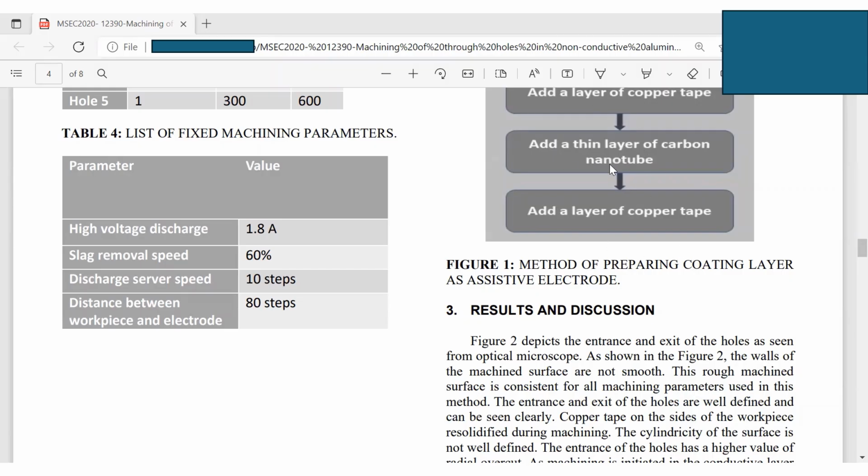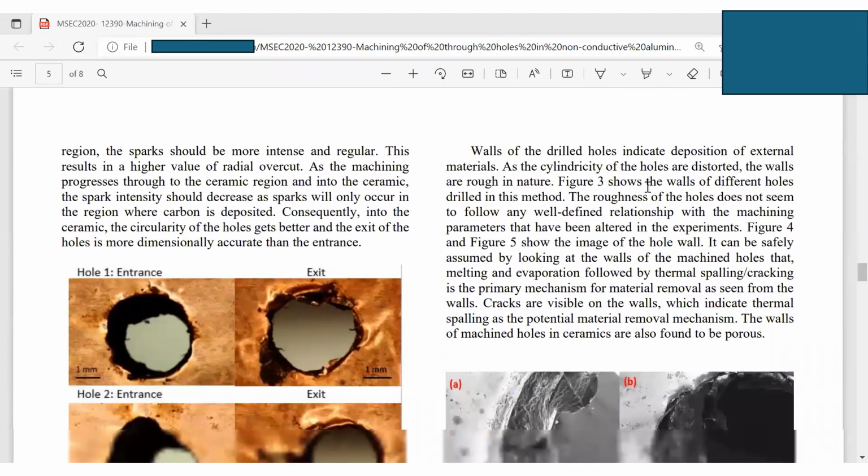So these will appear in the final exam. Why do I want to test your understanding of this? Because it's unique. What is the innovative idea that lets us EDM the non-conductive material? So this is the solution. Once you can see it, I will show you.